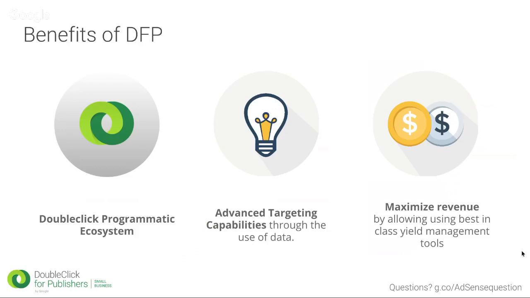And finally, DFP allows you to maximize revenue by using best-in-class yield management tools. So it allows AdSense to compete against other networks in real time, so you'll get the most revenue from every ad impression. Plus, if you've got any inventory that you haven't sold yourself, you can enable Google AdSense to ensure that you always have the opportunity to make the most money from your content. This will be discussed in more detail, though, during our next DFP live stream, which is on the 11th of July.